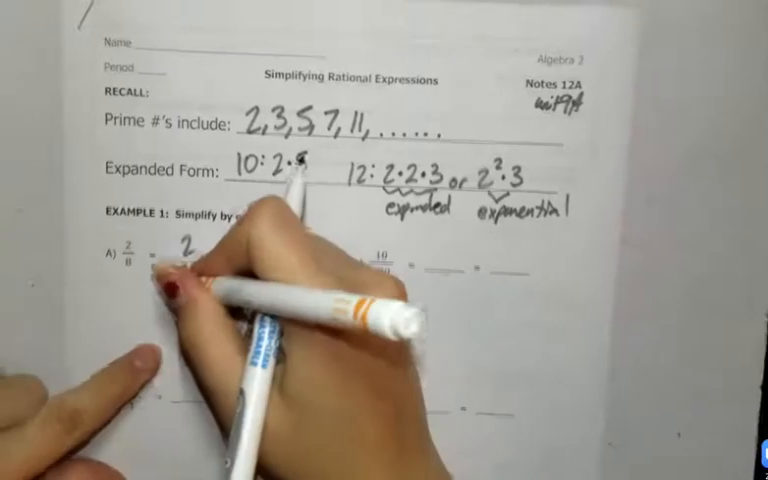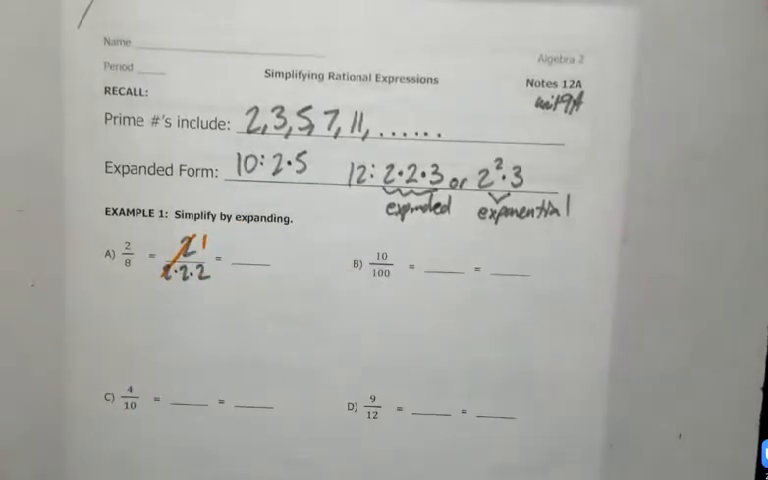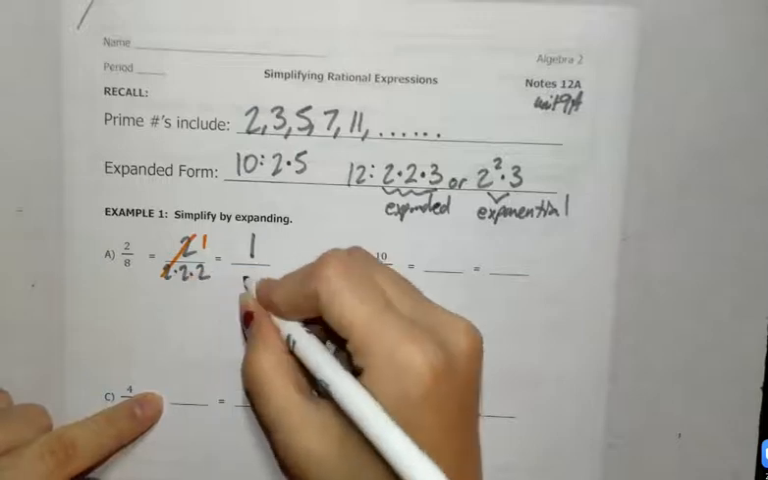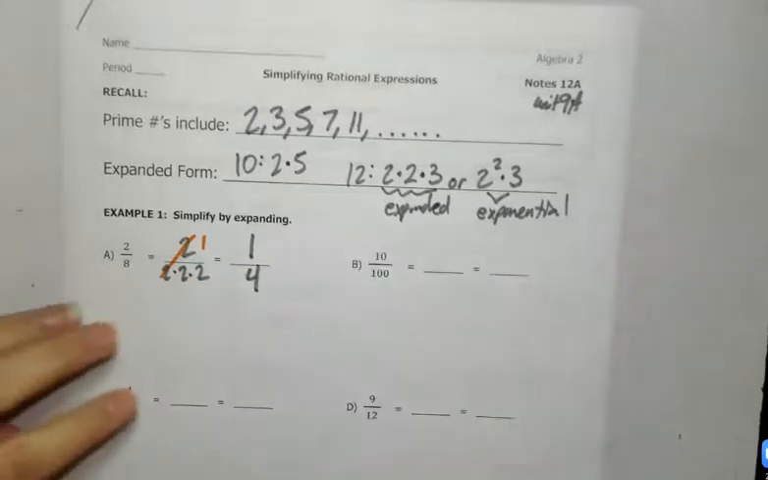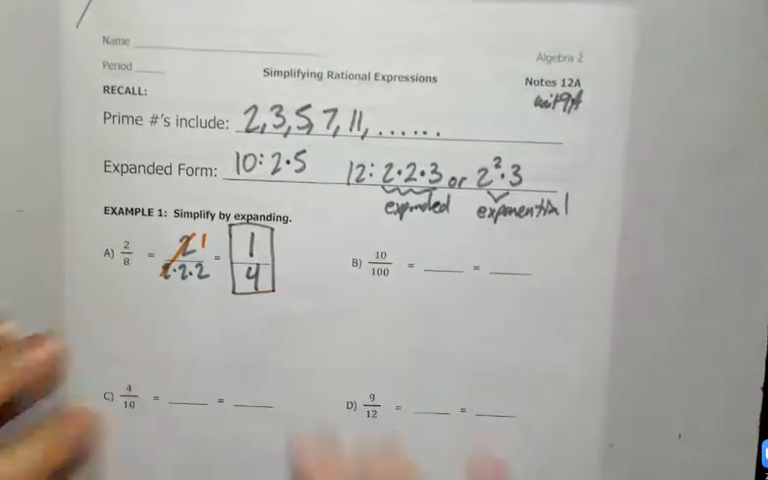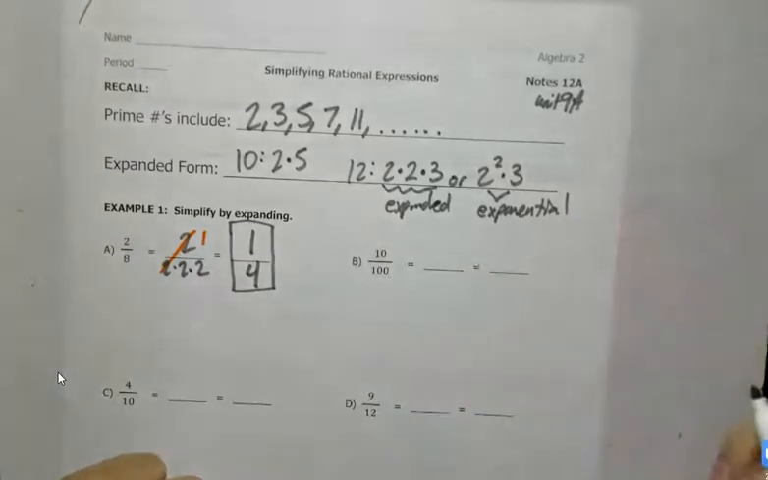Well, you just cross out the ones that are the same, and if you cross everything out, it gives you a 1 at the top. So we have 1 over 2 times 2, which is 4. So your simplified expression, your simplified fraction is 1/4. Let's look at the next one. We have 10 over 100.